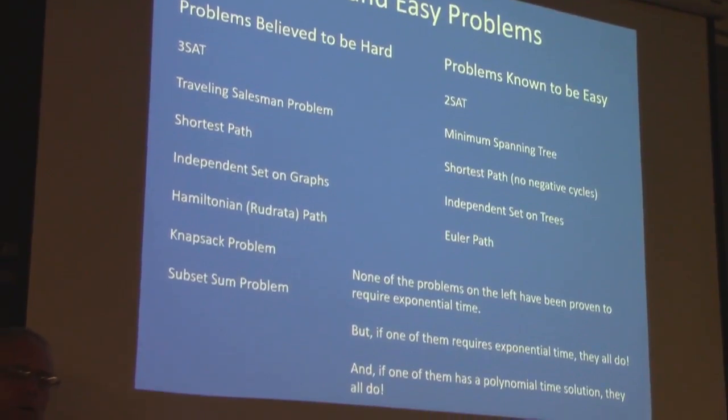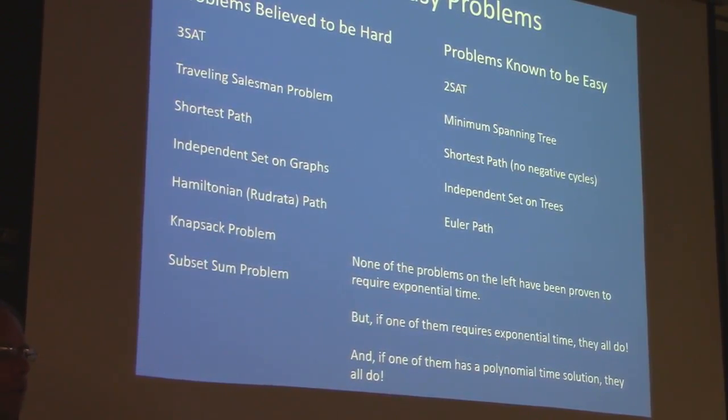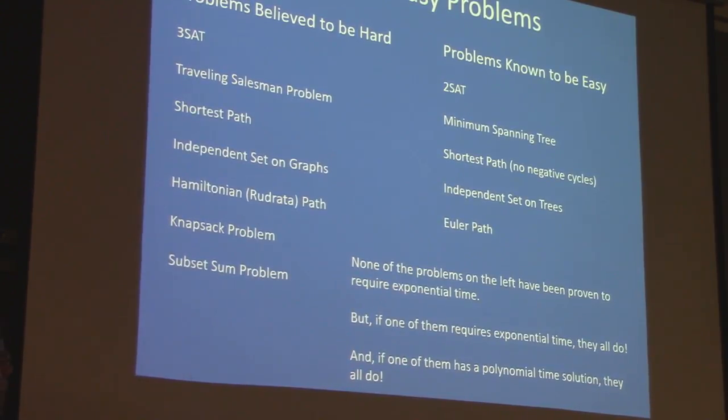What side would you bet on? How would you show that they can be solved in polynomial time? What's that involve? You come up with an algorithm. Right, you just come up with an algorithm for one of them.